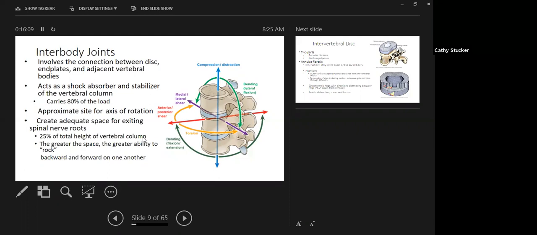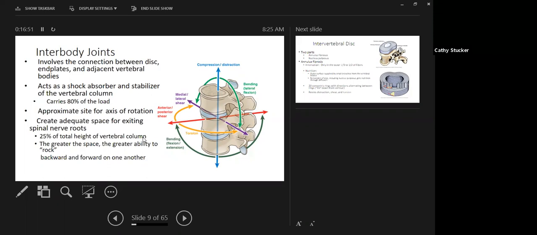The disc itself, you guys know this, it's the shock absorber of the spine. It carries about 80% of the load above it. Again, the vertebral body is the axis of motion. And thanks to our disc, we have space for our nerves to exit between the two vertebral bodies. So it provides that space for the nerves. If you have somebody who has a loss of the integrity of a disc, that's when they start having neural symptoms, because the space of the foramen is getting smaller and smaller and compressing them.